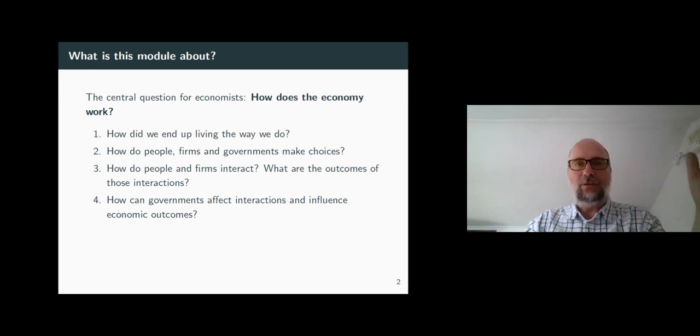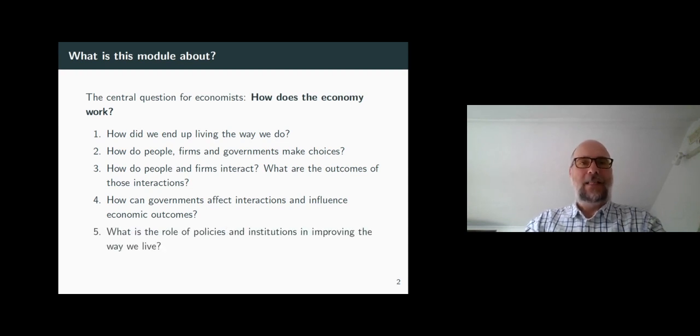Which brings me to the last big question we address as economists. How can governments do more to improve the way people live? The answer to this question is not only in the economics domain. We need to think how the economy interacts with the environment and what the social consequences of those interactions are.